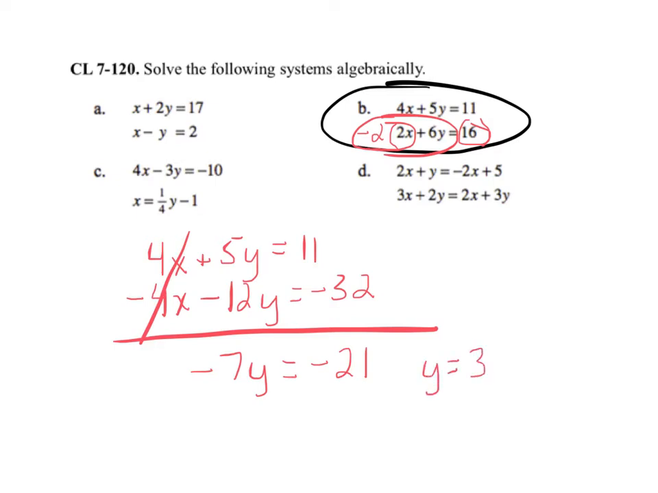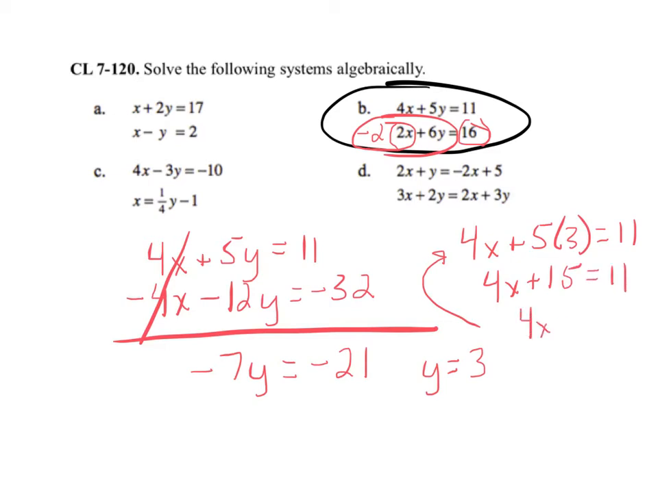And then I could sub that back in for any of those above. I'll try just the top equation there. So I'll sub it back into the top equation. That's what I want to do. 4x plus 5 times 3 equals 11. 4x plus 15 equals 11. 4x equals negative 4. X equals negative 1. And there's my answer.